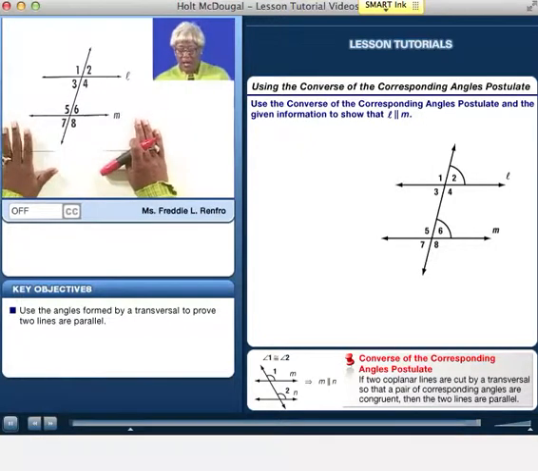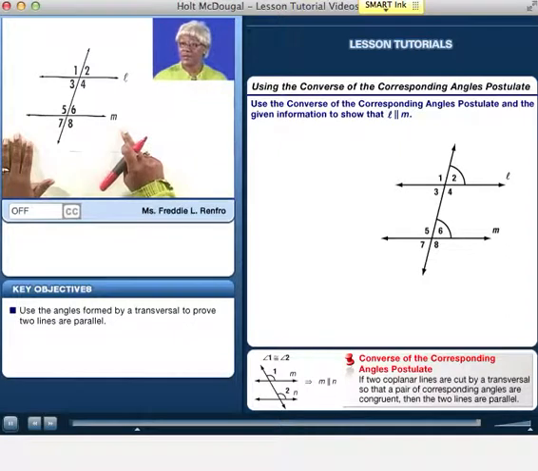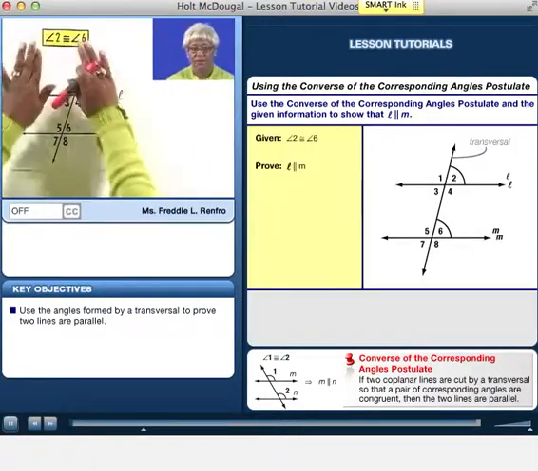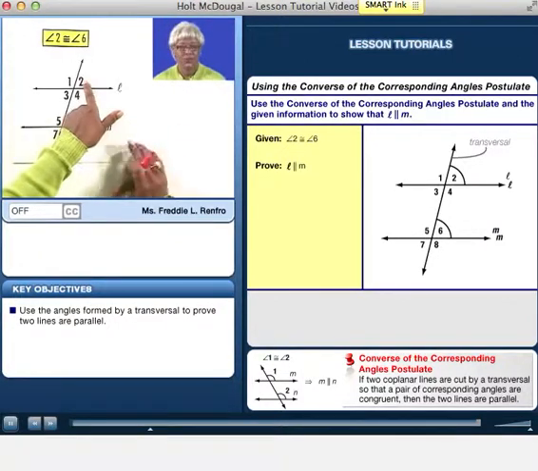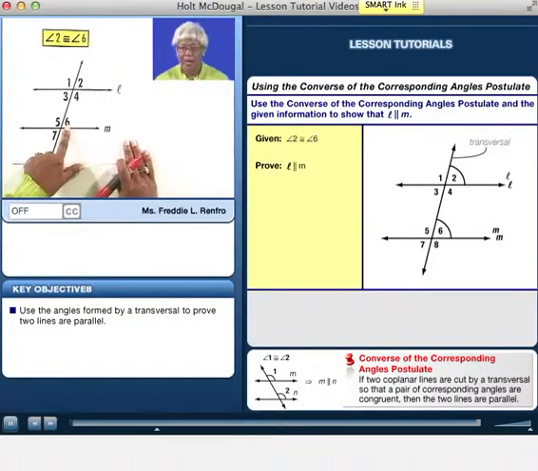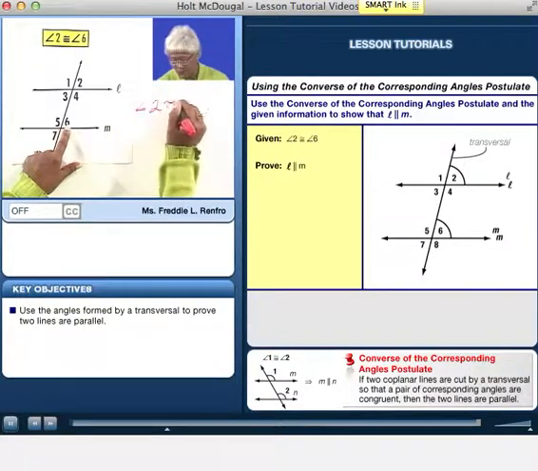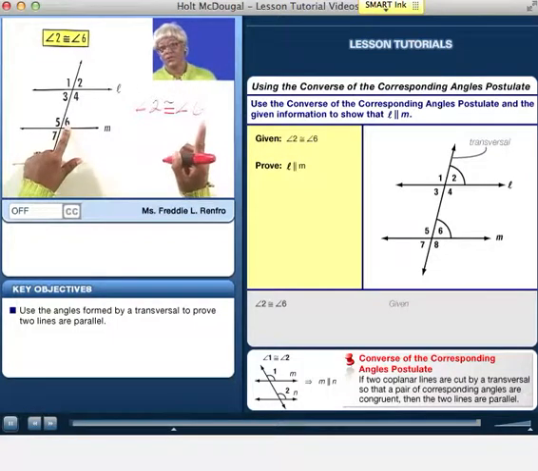In this figure, I want to prove that lines L and M are parallel. Well, what am I given? I'm given that angle 2 is congruent to angle 6. But what do I notice about angles 2 and 6? Angle 2 is congruent to angle 6, but what kind of angles are 2 and 6?